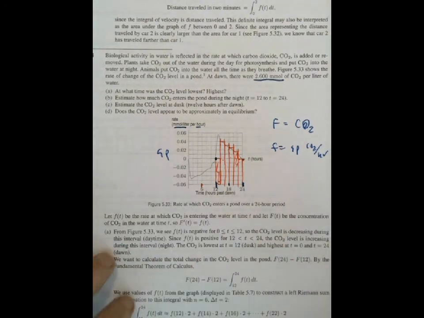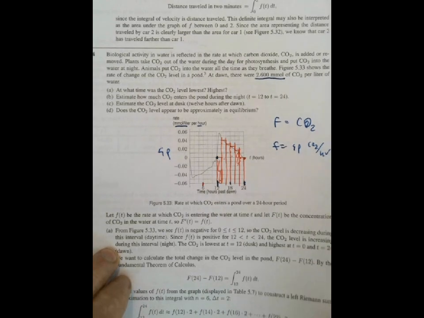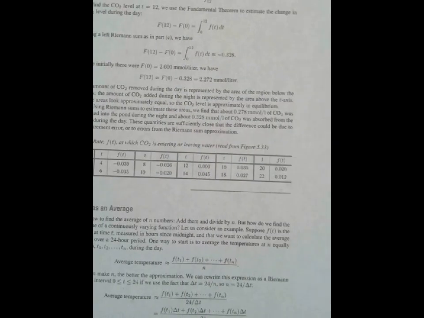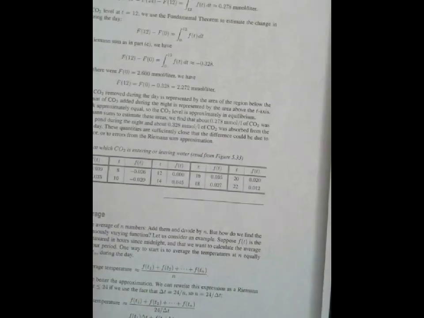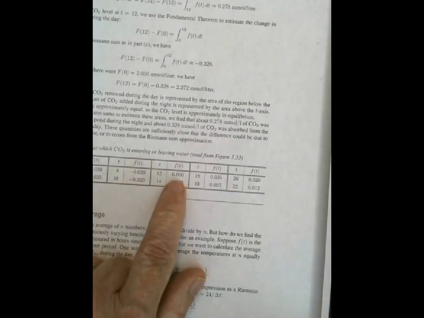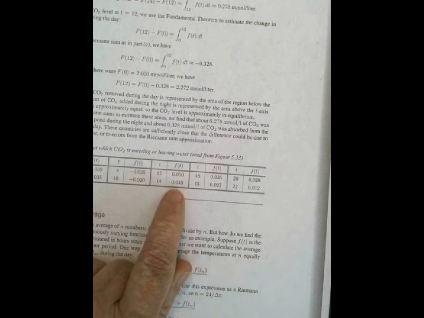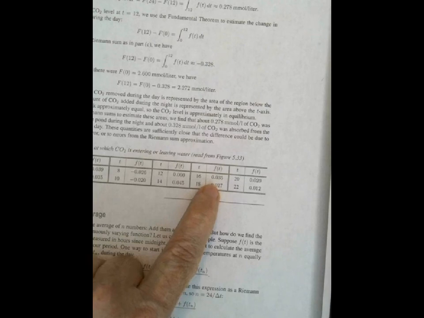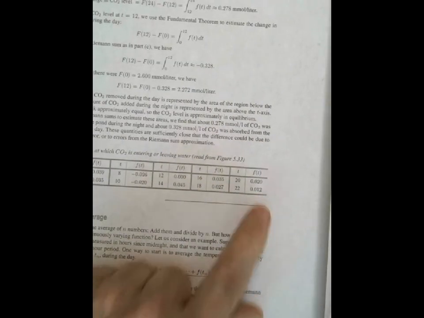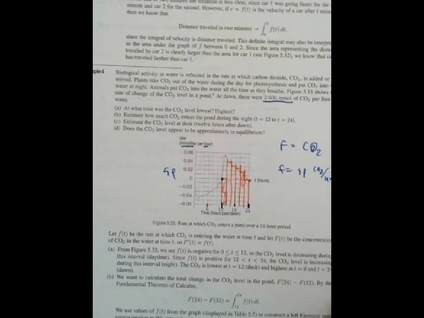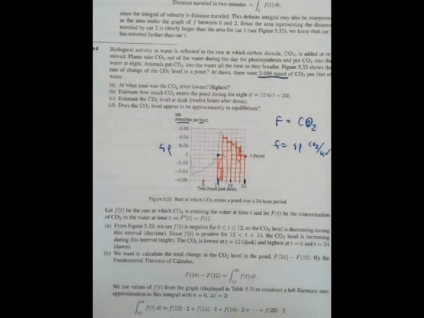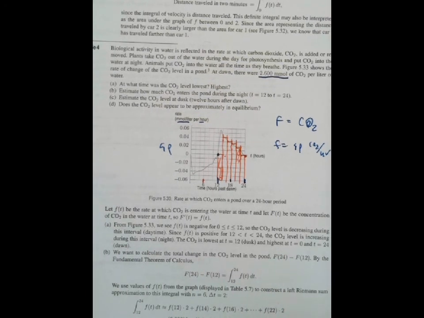Now we can either read that from the graph, or on the next page they actually give you the heights. So here is f of 12, which is 0. Here's f of 14, which is 0.45. Here's f of 16, which is 0.35, and so on, f of 22, which is 0.12. And you see here, oh look, those are the same heights that we're using for the rectangles, and it all adds up to 0.278, right?